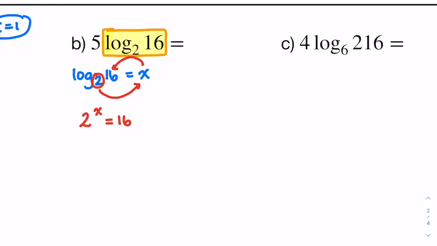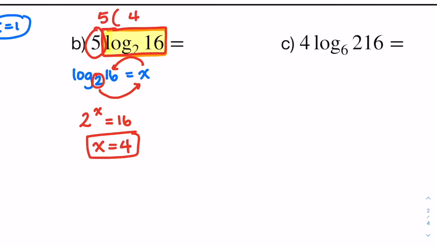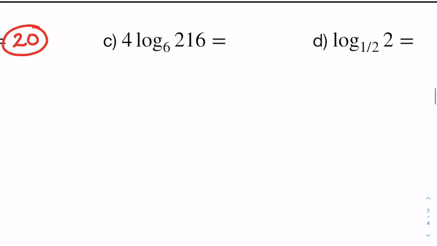If you think 2 to the first, 2 to the second, 2 to the third, 2 to the fourth, you'll fairly quickly realize that x equals 4, right? So just keep in mind that this part is equal to 4, but we still have that 5 out front. So this is saying 5 times 4, which is 20. I used the exponential conversion between the log and the exponent to get that 4, and then I saw the 5 in the front. So that one's 20.